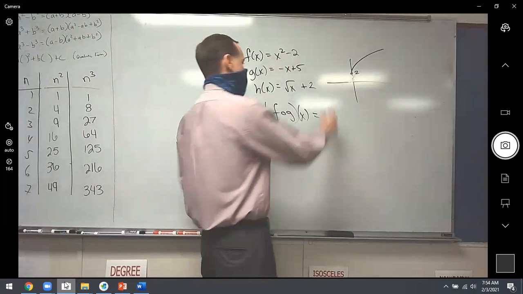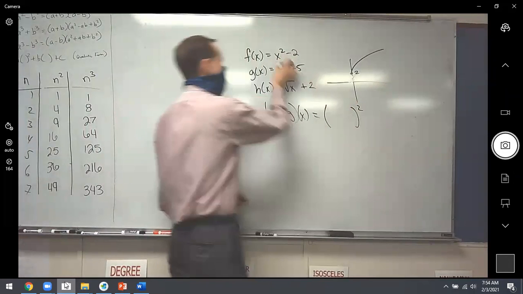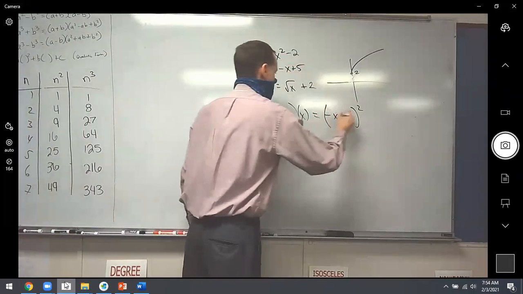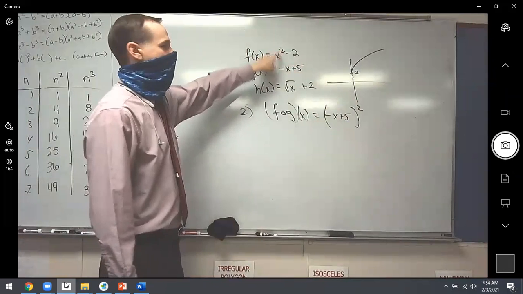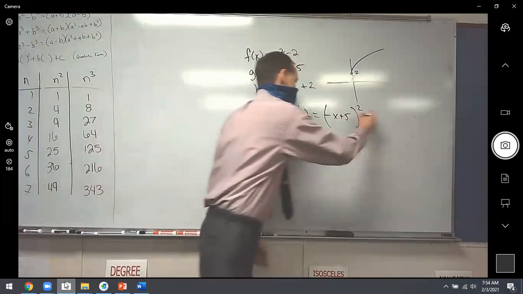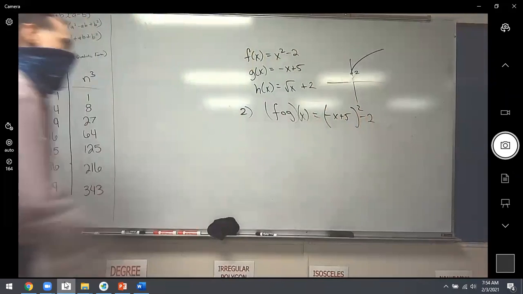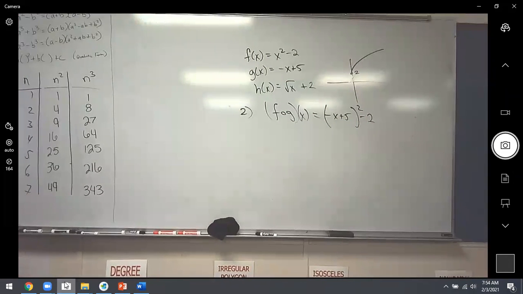So it's not going to be x squared because I'm not plugging in x. I'm plugging in negative x plus 5. So there's the x squared part, but then of course you got a minus 2 also. So there you go. There's f composed with g.